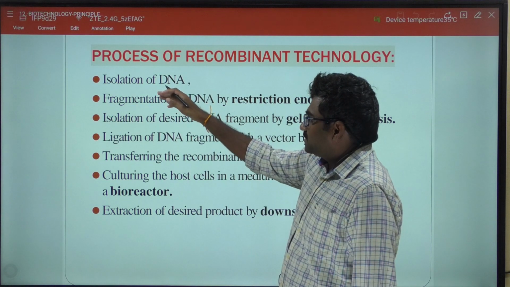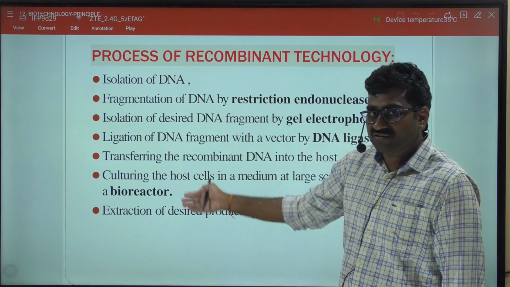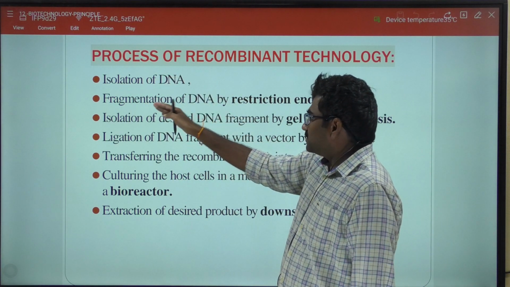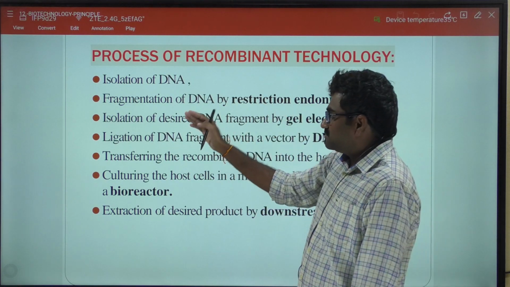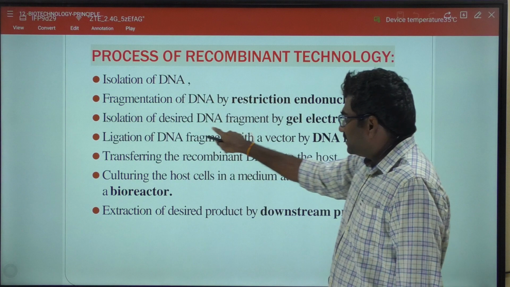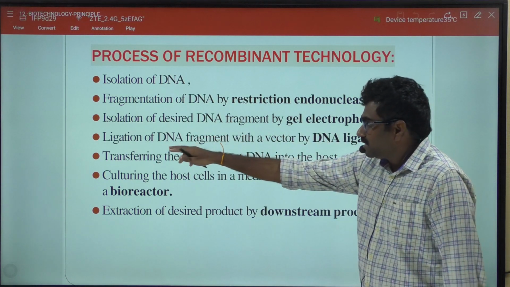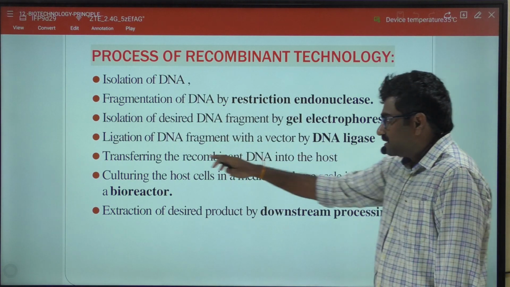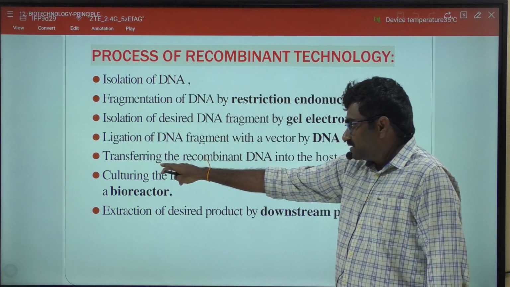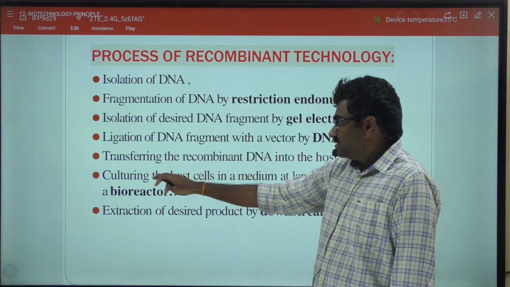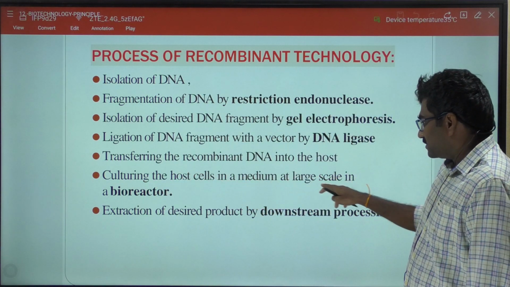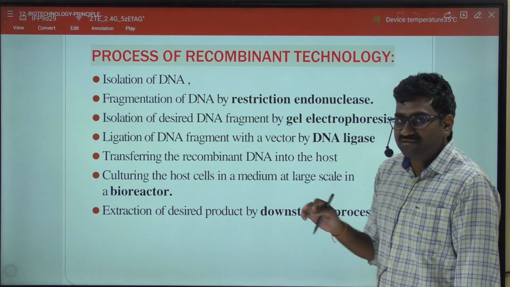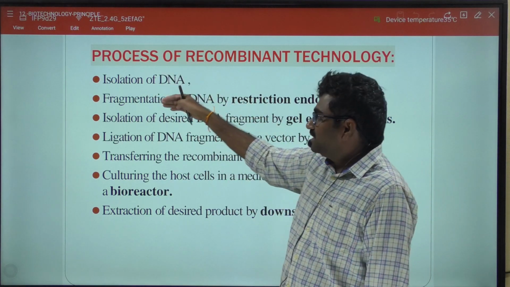Here are some of the important steps of the process of rDNA technology. The first step is the isolation of DNA in pure form and fragmentation of DNA by restriction endonuclease. The third step is the isolation of desired DNA fragments by gel electrophoresis. Another step is the ligation of the DNA fragment with a vector by DNA ligase. Another important step is transferring the rDNA into the host and culturing the host cells in a medium at large scale in a bioreactor, and extraction of the desired product by downstream processing. So these are some steps of rDNA technology.